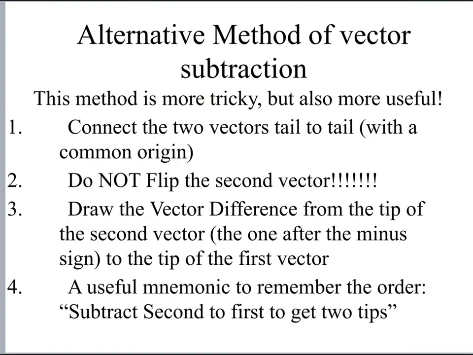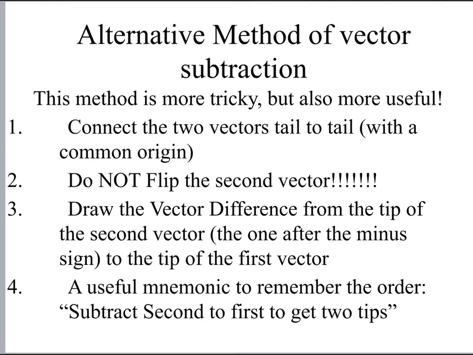Now we want to look at an alternative method for doing vector subtraction. This method is a little bit more tricky, but it's also more useful. The steps are this. First, we're going to connect the two vectors together tail to tail. That means they're going to have a common starting point. Very important, do not flip the second vector. In the previous method for vector subtraction, we were adding a negative, and so we had to flip that second vector. Here, we're connecting the original two vectors tail to tail.